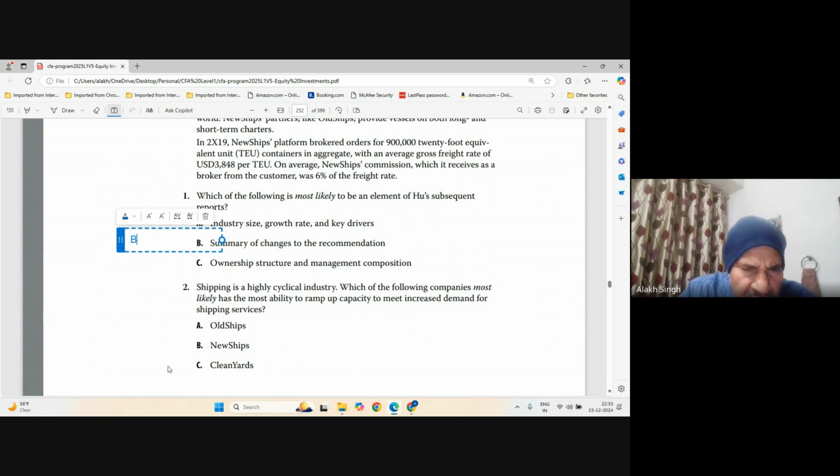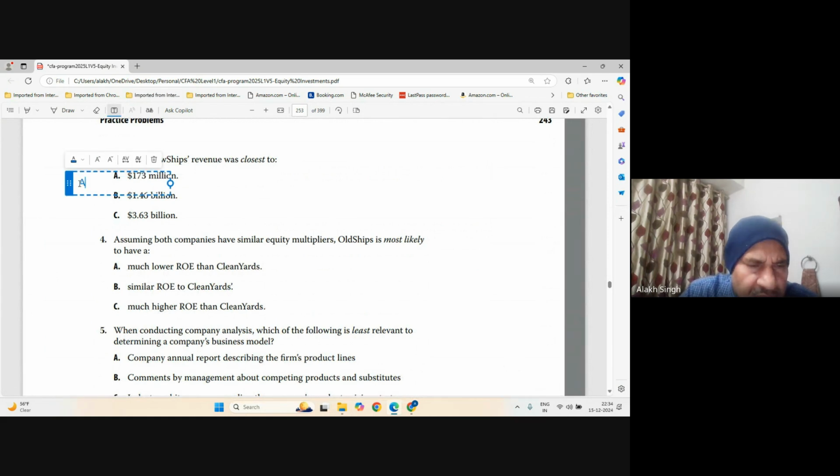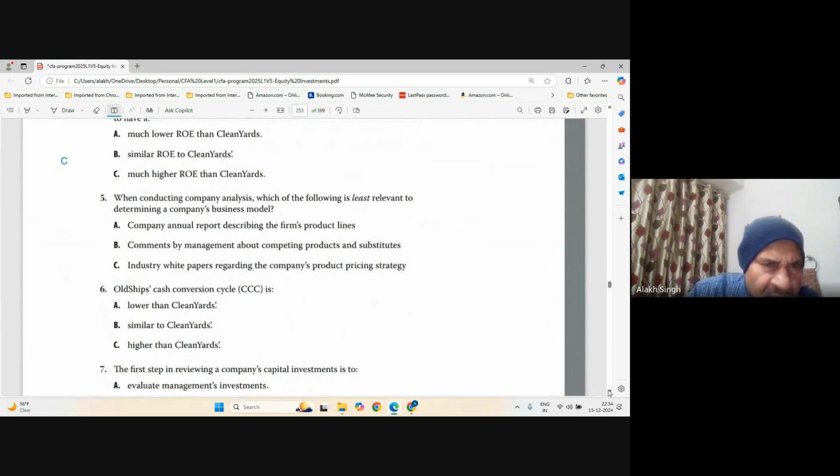This one was B. Then this also B. And the third one, we had A. So these 3 we had matched. And this one was C. Similar, most likely have a much higher ROE. C, and this we had chosen. Which of the following is least relevant? B. And old ships' cash conversion cycle is lower than clean yards, A.